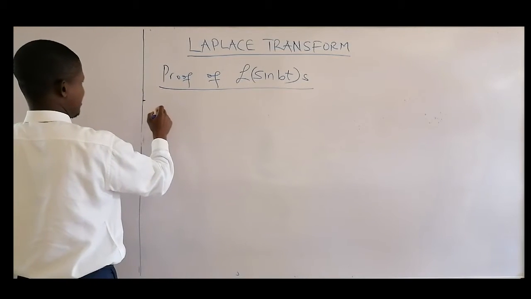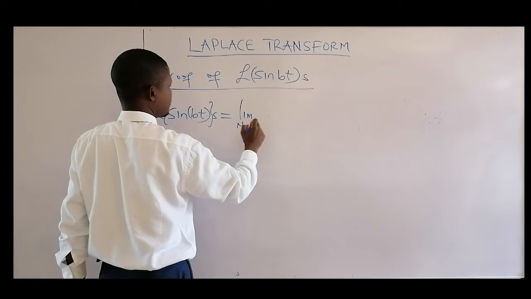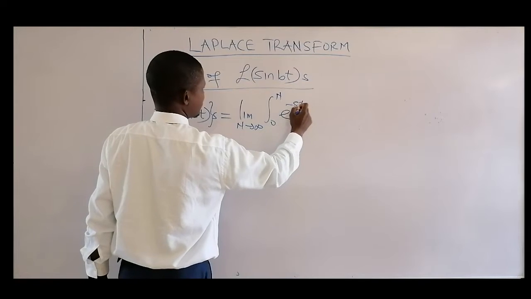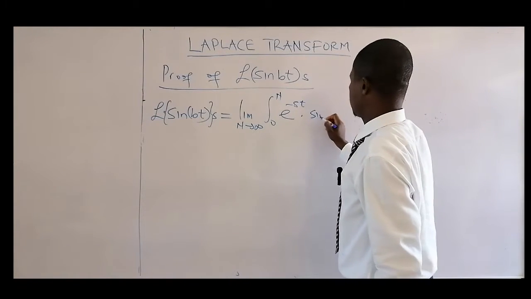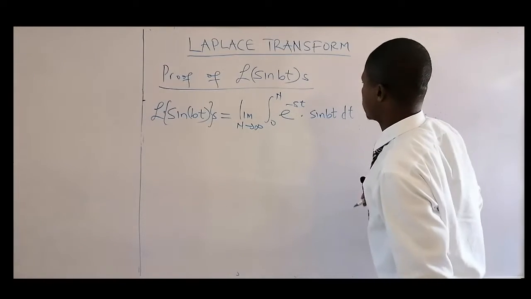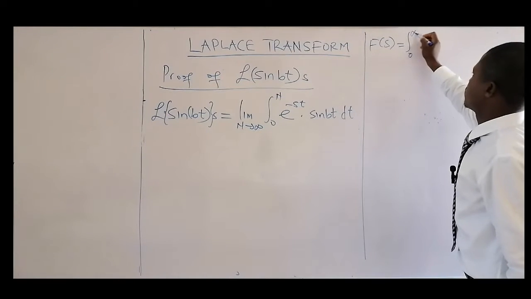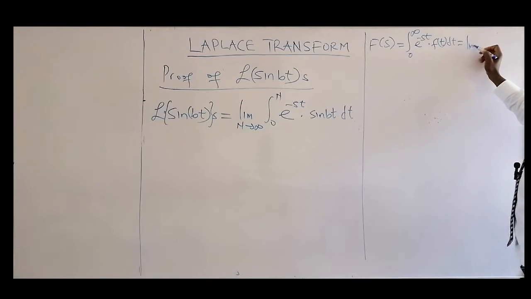We know the definition that the Laplace of a function is the limit as n tends to infinity, from 0 to n, of e to the minus st times f of t dt, which here is sine bt dt. Don't forget our formula. The Laplace transform formula is the integral from 0 to infinity of e to the minus st times f of t dt, equal to the limit as n tends to infinity from 0 to n of that. So that's what I'm using. This is the final conclusion.